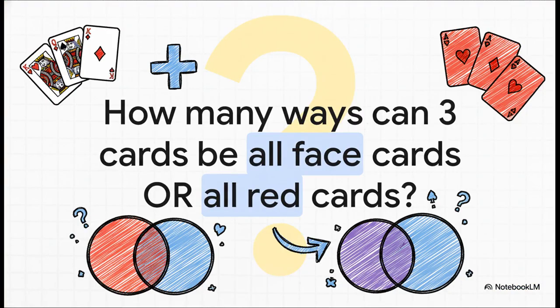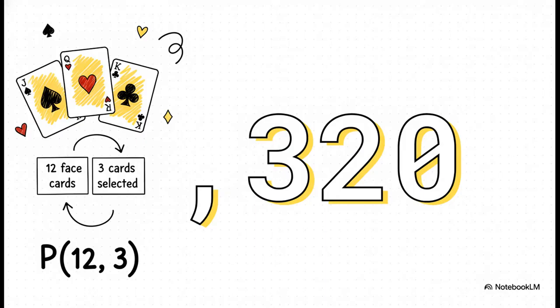Okay, let's take on a trickier problem. We're dealing 3 cards. We want to know how many ways they could all be face cards or all be red cards. That word or is a huge clue. But hang on, can we just add the 2 possibilities together like we did before? Let's investigate. First up, let's count the ways to get 3 face cards.